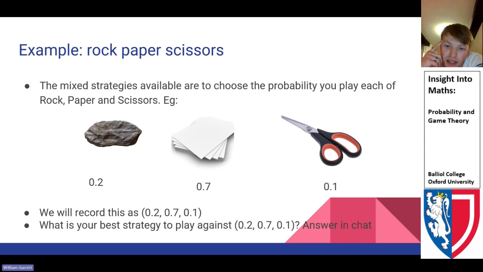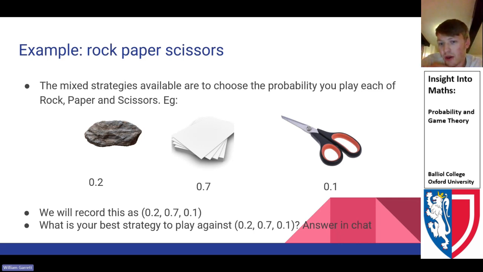Okay. Lots of people are saying scissors. So can you write that down in the mathematical form that we've decided to use? Yeah, okay. So your best response to 0.2, 0.7, 0.1 is just to play 0, 0, 1. People seem happy with that. If we do that, then what is our expected score? What is the average score we'll get?